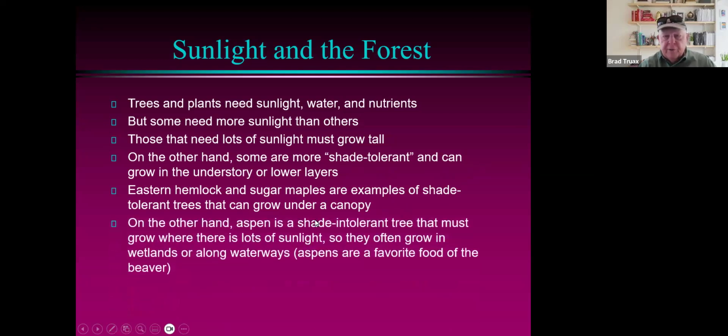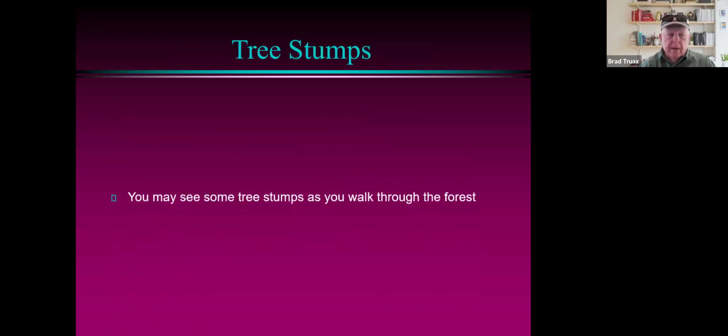On the other hand, aspen is a shade intolerant tree that needs to grow where there's lots of sunlight. So these often grow in wetlands or along waterways. By the way, that's probably a reason aspens are a favorite food of beavers.